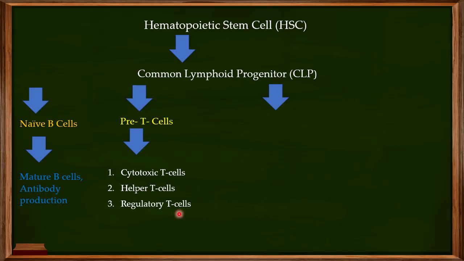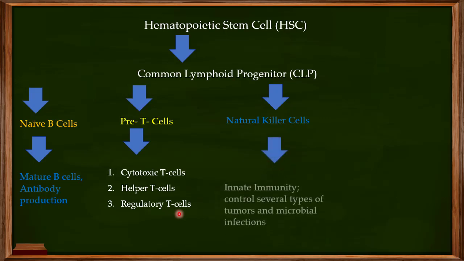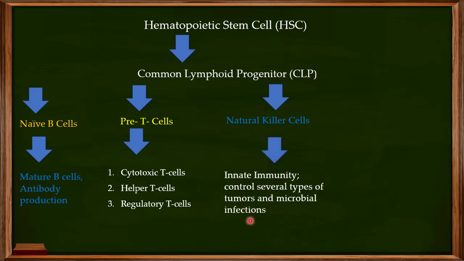The third type of cells that is produced by the common lymphoid progenitor, they are the natural killer cells. And these natural killer cells are a very important component of the innate immunity, and they are going to control several types of tumors and microbial infections.